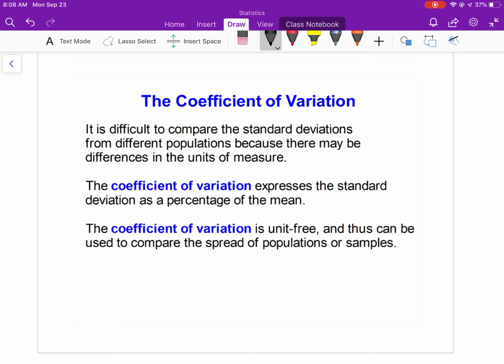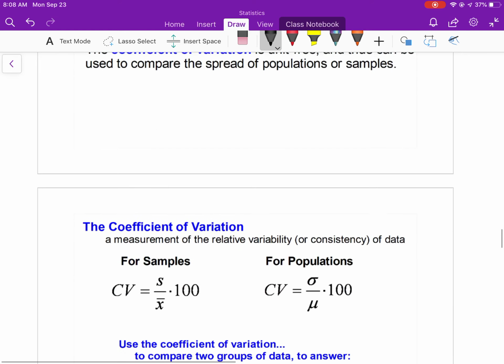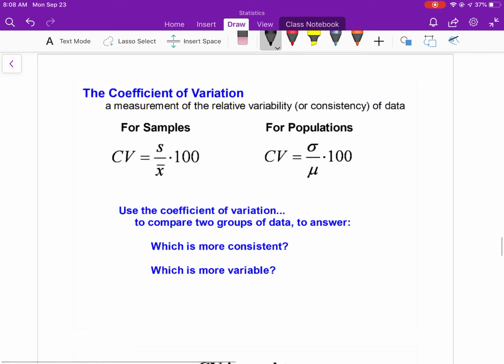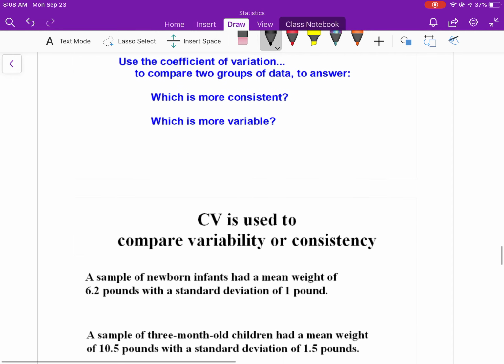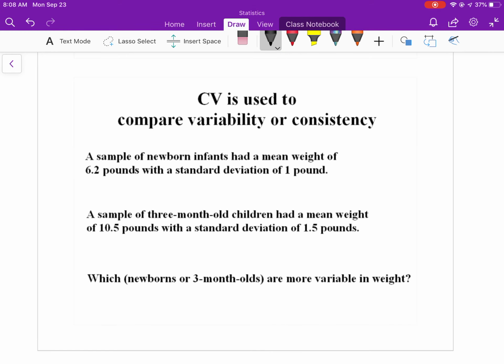So, the coefficient of variation for your samples and populations basically works out to be the same. It's just that it's s and x bar versus sigma and mu. Same process. You'll take your standard deviation divided by your mean times 100. The smaller that number is, the more consistent the data are. The bigger that number is, the more variable they are.